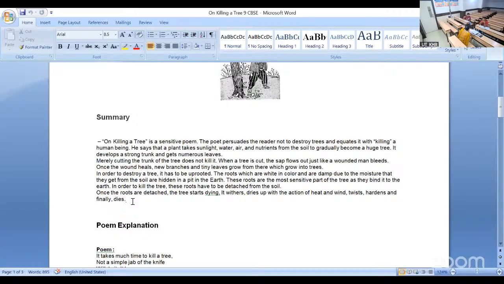See, when the tree is alive, the root is not, the stem is not so hard. How did it become so hard? Because it was exposed to the sun. After the root gets uprooted, because there is no light.